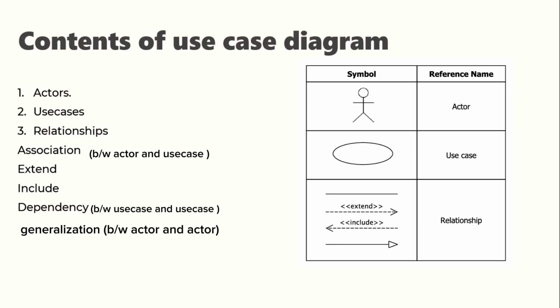So what is association? Actors perform or interact with a use case. So when an actor performs or interacts with a use case, then we can use the association relationship. And we can use the dependency relationship between a use case and a use case. And the realization relationship we can use between actor and actor. The relationships also include extend and include. Extend means it adds optional steps to a use case. Include means it reuses the common functionalities across the use cases.